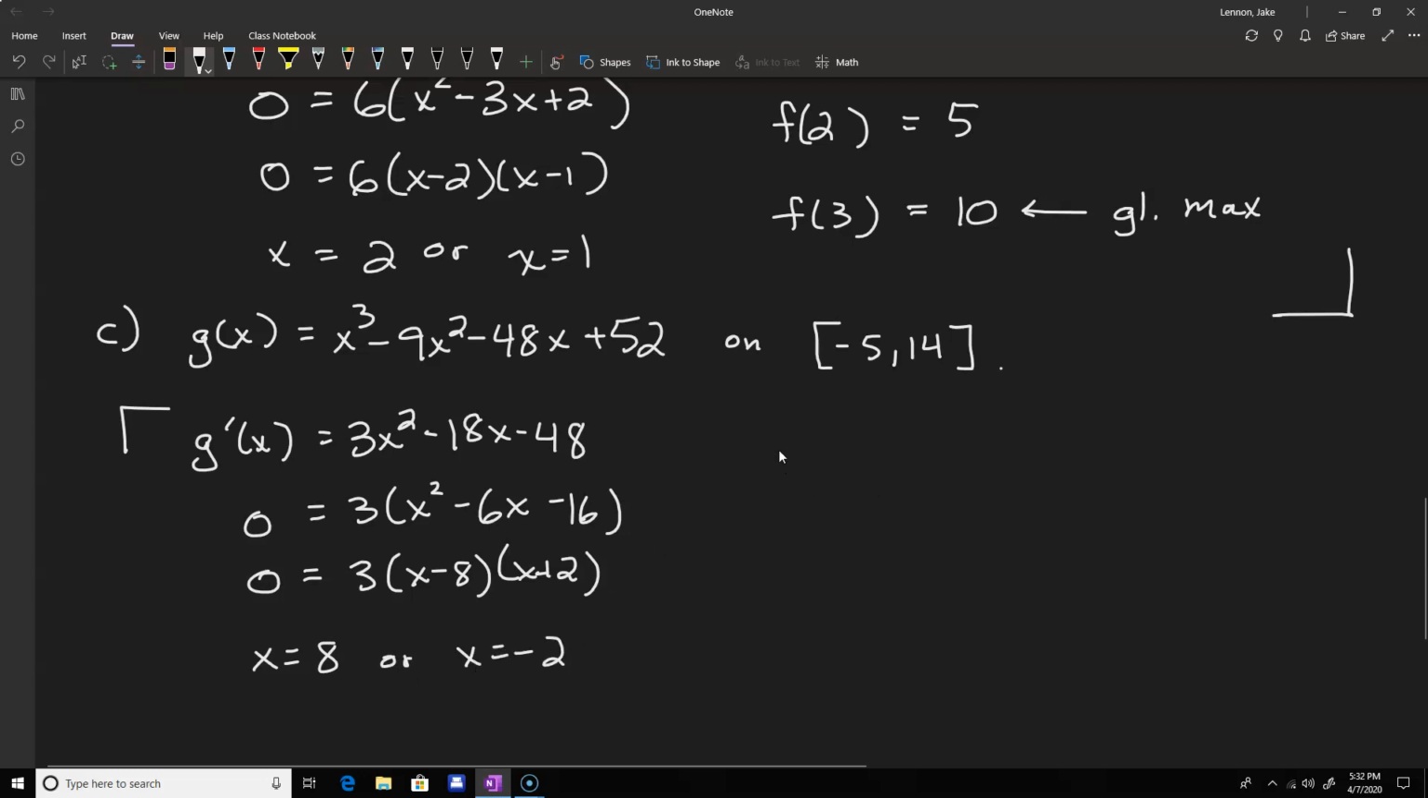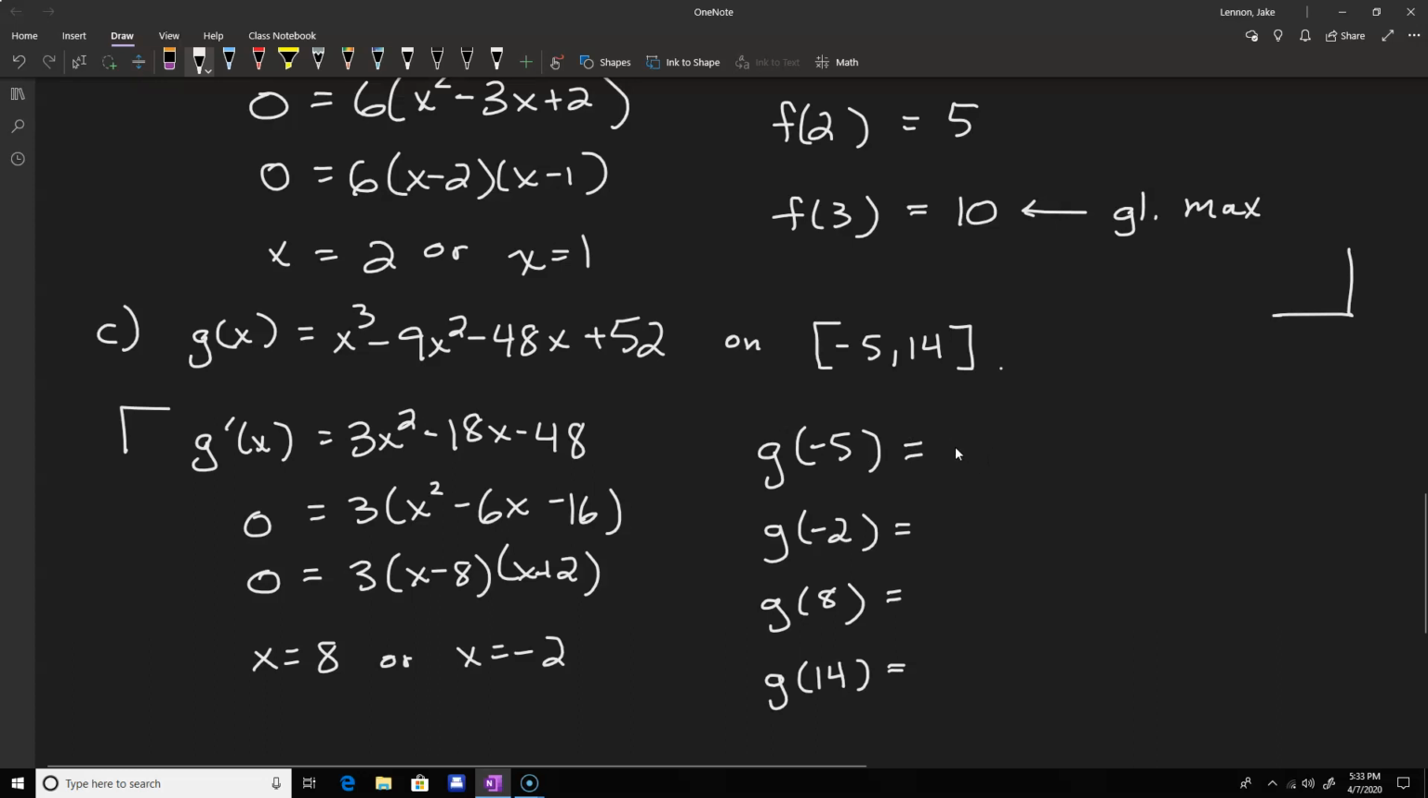So we again have 4 points to plug in. So g of negative 5, g of minus 2, g of 8, and g of 14. So one thing to keep in mind is really the x values don't give you any information about whether you have a global max or global min. So don't look at those when you're trying to determine anything about is it a max or is it a min. They don't really tell us anything except for where it's happening. We really only look at the y values.